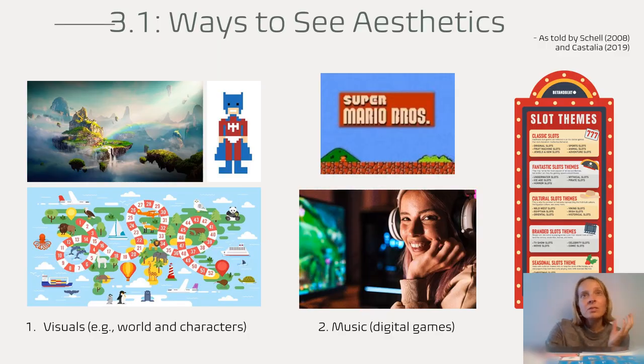So there are also different ways to see or experience the aesthetics. We can do it through visuals. We can do it through music, and we can also do it through themes that pull together the visuals, but could also include the music, so more unifying concepts in general.